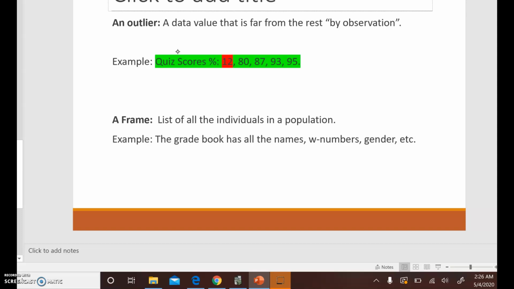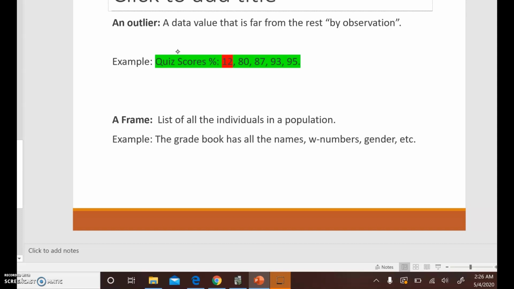Now, the last one before we go to the next video, we're talking about a frame. In a frame, you're looking at the actual list where the researcher is basically recording every member of the population. So if somebody were to look at an actual frame, they could see who was the actual subject that was selected, what was the age, what was everything with respect to that subject.